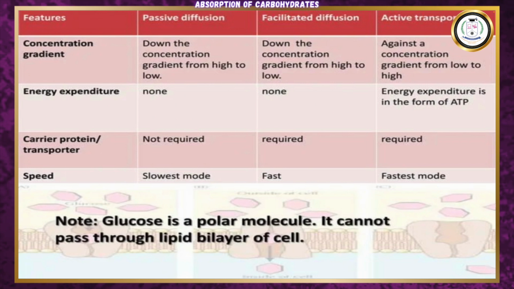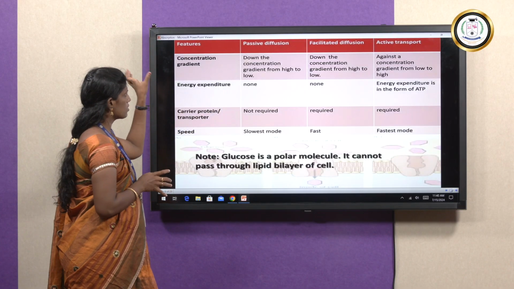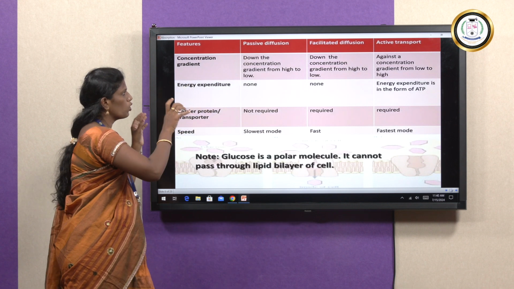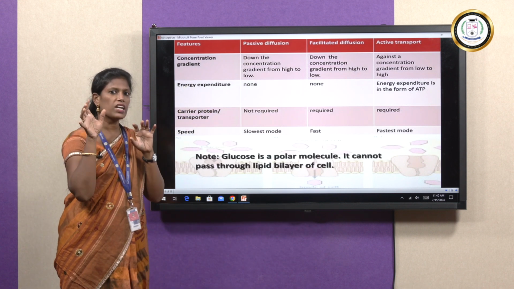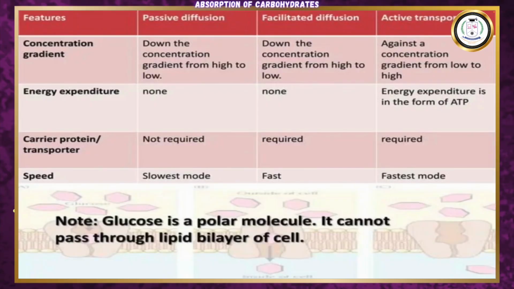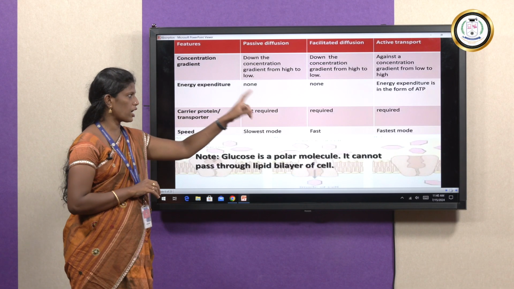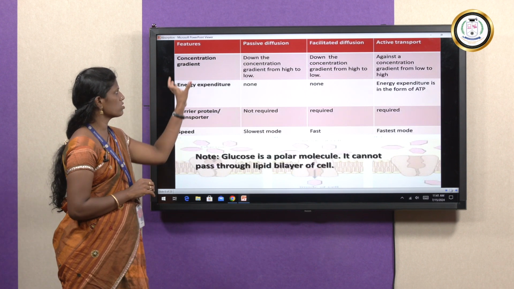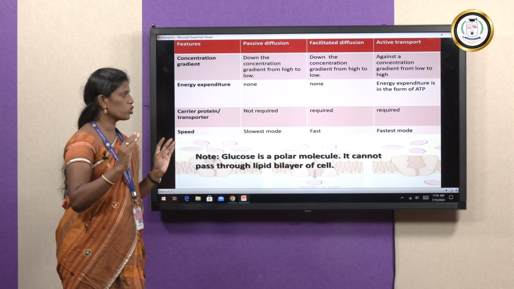These are some of the features of the three mechanisms: passive diffusion, facilitated diffusion, and active transport. In the first two, passive and facilitated diffusion, the concentration gradient is high to low. But in active transport, it is low to high. The energy expenditure is focused on active transport in the form of ATP. Carrier protein is not required in passive diffusion, but facilitated and active transport require carrier proteins or transporters. The speed is slowest in passive diffusion, and active transport is faster.